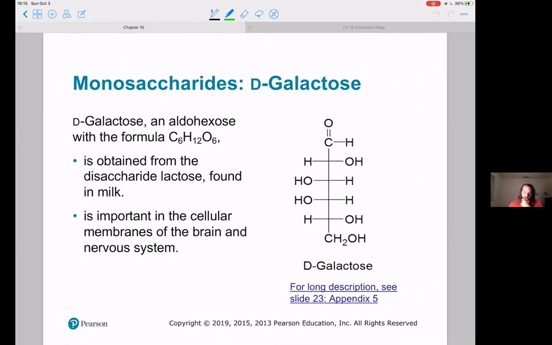D-galactose is another important one, mainly because it's the other component of the disaccharide lactose. So it's an important sugar for that reason. It's also important in sort of cellular membranes in the brain and the nervous system. It plays an outsized role as kind of the sugar of the brain.